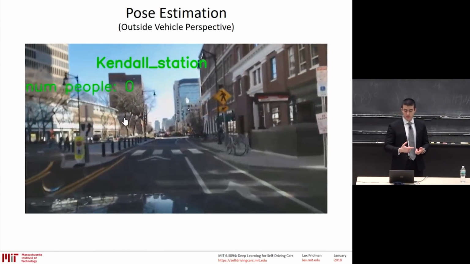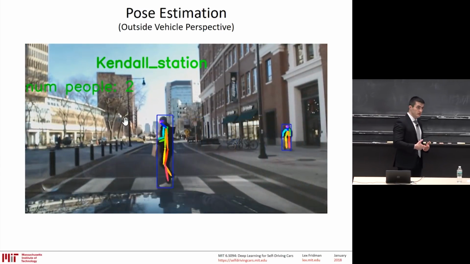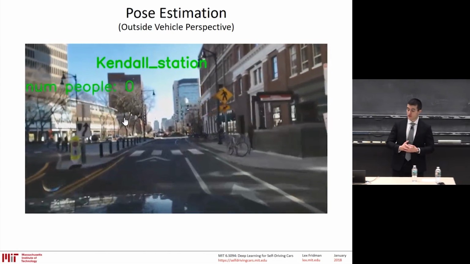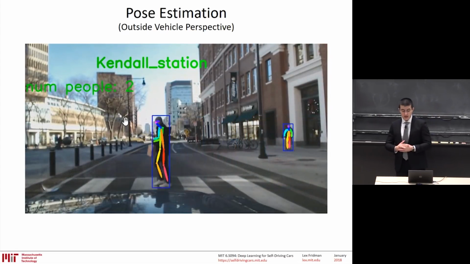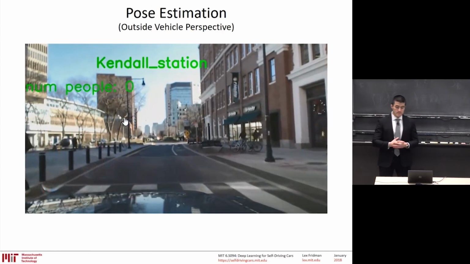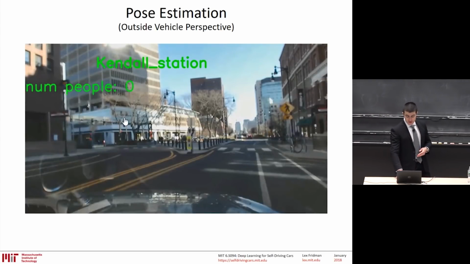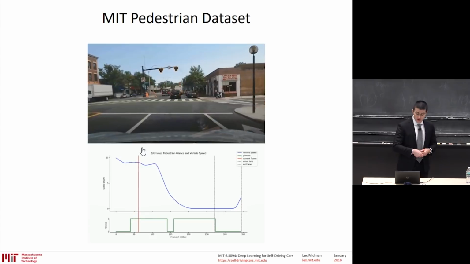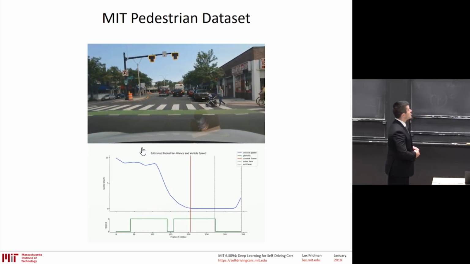We can use the same body pose algorithm from the perspective of the vehicle, outside the vehicle perspective. So the vehicle looking out is doing, as opposed to just plain pedestrian detection, body pose estimation. Again, here in Kendall Square, vehicles crossing, observing pedestrians making crossing decisions, and performing body pose estimation, which allows you to then generate visualizations like this and gain understanding like this.